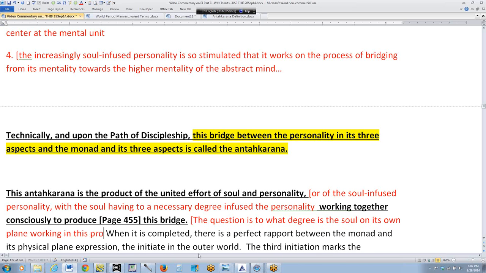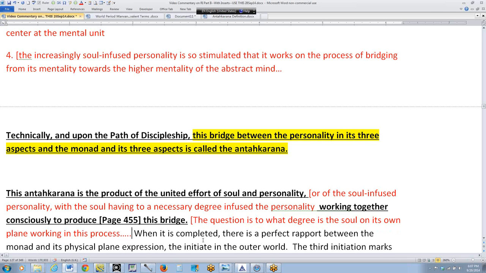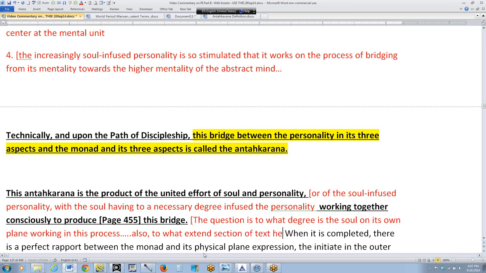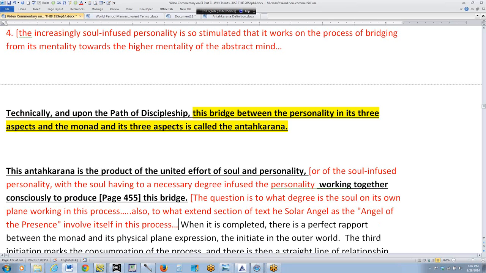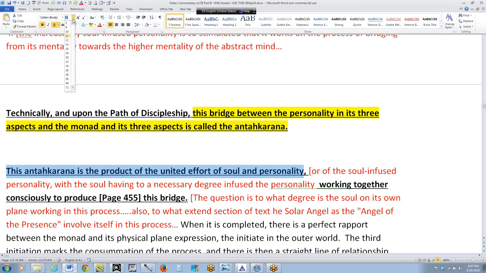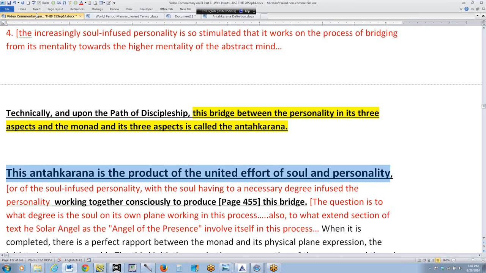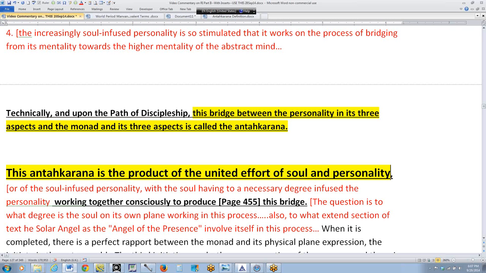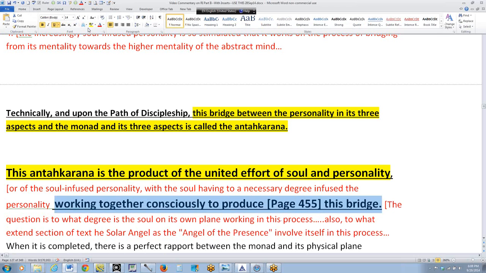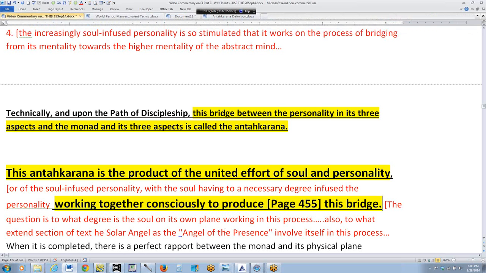working in this process? Or is it the man realizing himself to be the soul because of soul infusion who is doing this? And also, to what extent does the solar angel, as the angel of the presence, involve itself in this process? The Antahkarana is the product of the united effort of the soul and personality working together to produce this bridge. Well, okay, I'm up to my old tricks here. I have to make these bigger so they stand out, and so that those who are reviewing this, and so I myself, if I review it, can have my eye drawn to the important points rapidly.